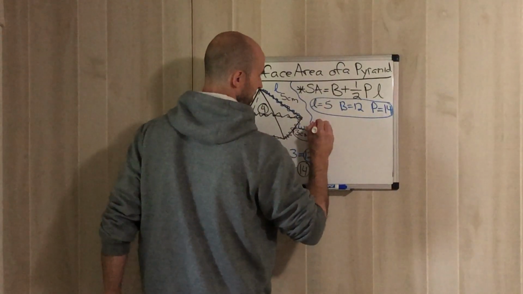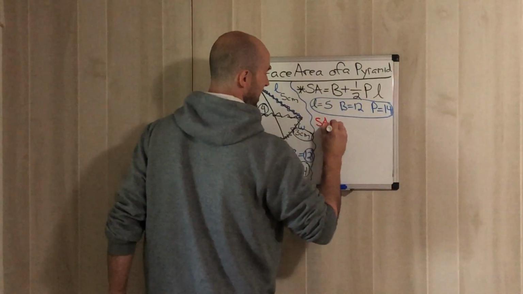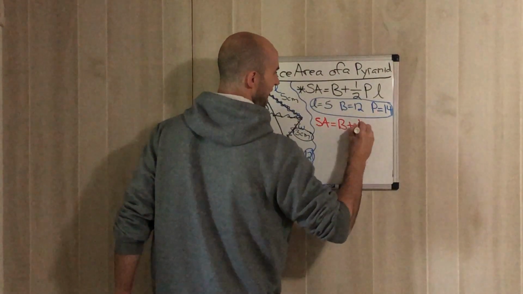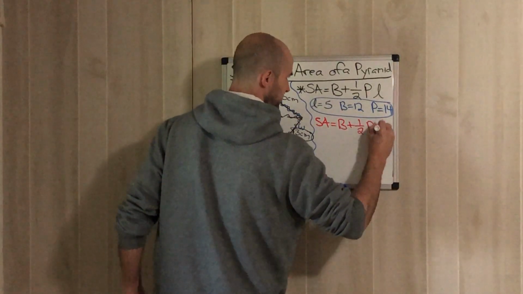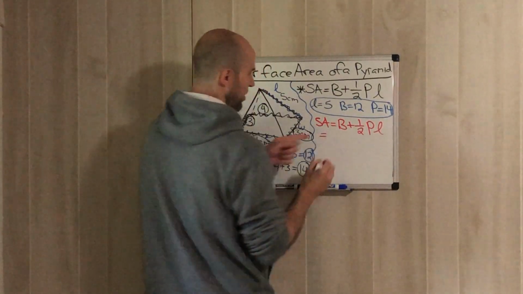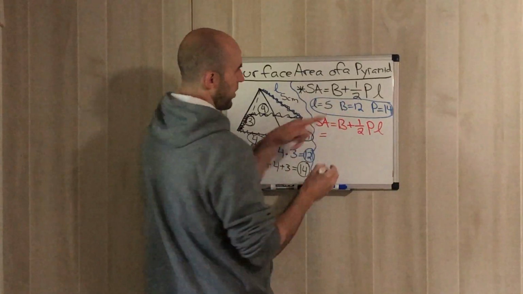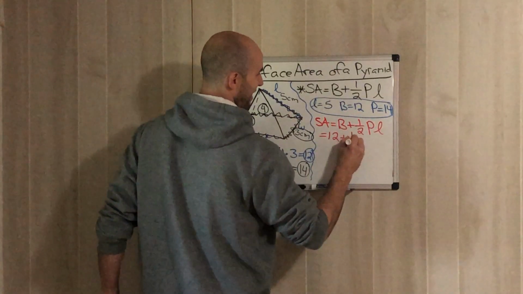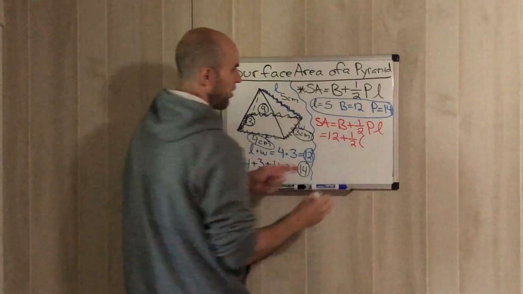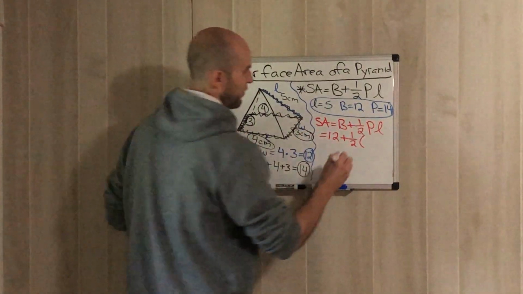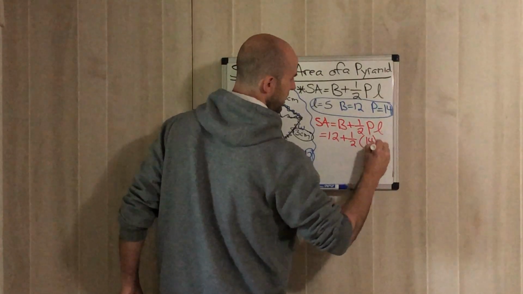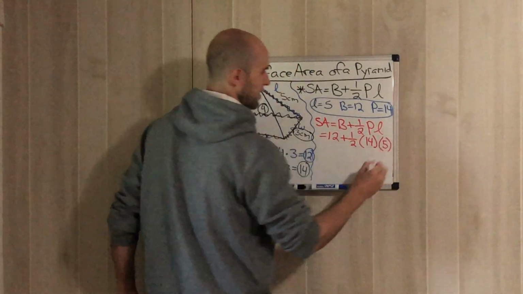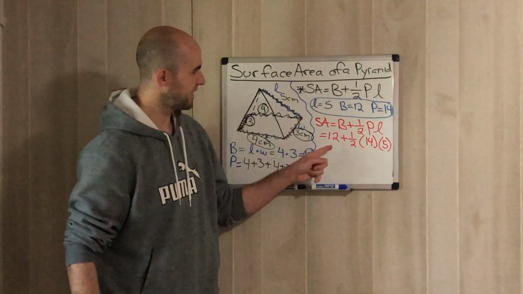And again, let me just write the formula, just so you guys can actually see where I'm writing everything. So we have B plus a half PL. And once we're here, we know that the area of the base is 12, right? Plus, we know that the half is there. We know that the perimeter of the base is 14. And we know that the length is 5. And again, all I did was just substitute.